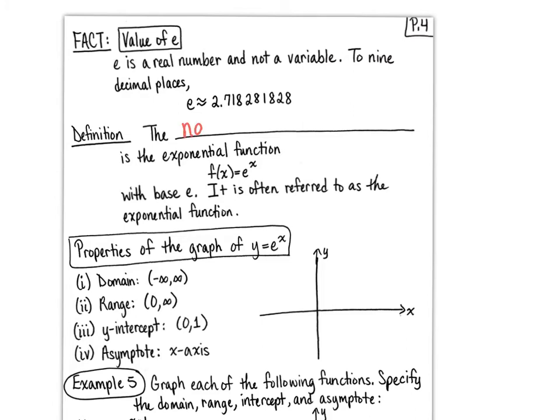The natural exponential function, you'll often hear us just say the exponential function. The natural exponential function, f of x equals e to the x, with base e. It is the exponential function, f of x equals e to the x with base e. It's often referred to as the exponential function. Properties of the graph of y equals e to the x.